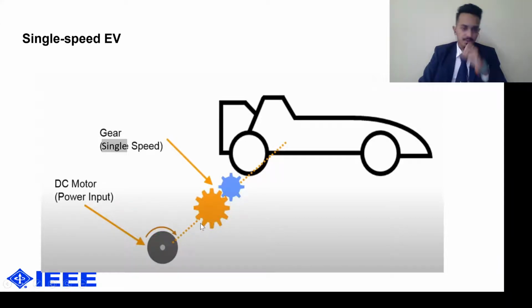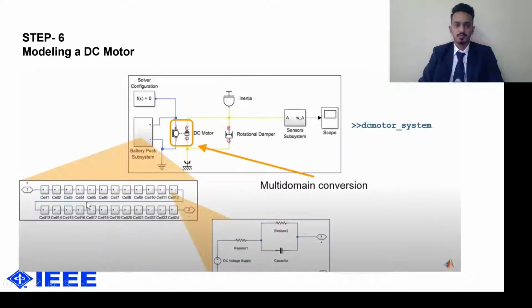We are designing a single speed EV, meaning we are designing an EV with no gearbox, a single speed gearbox. Therefore, the power input is a DC motor. Then step 6 is adding the Powertrain Blockset components. So the powertrain contains motor, battery, and motor controller.